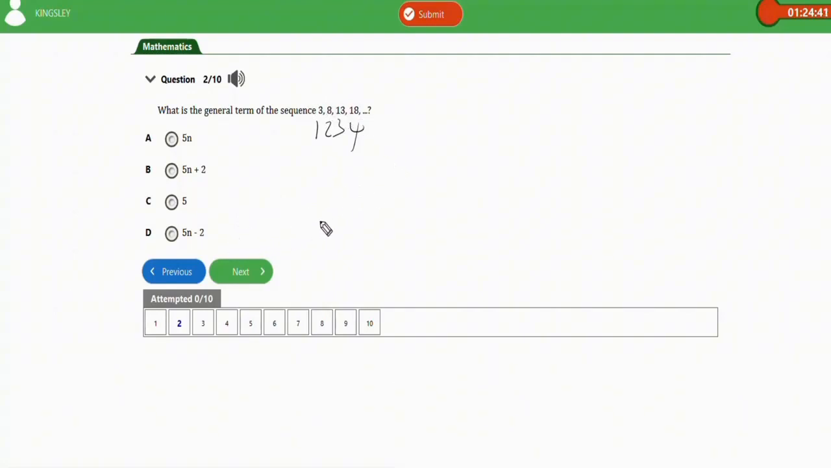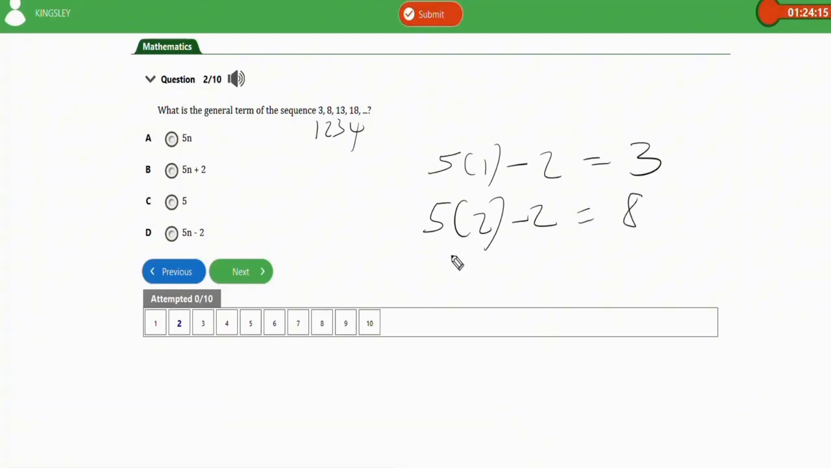So let's begin with option D. When n is 1, let's see whether we get an output of 3. It gives 5 times 1 minus 2, which gives 3. When n is 2, it's 5 times 2 minus 2. 5 times 2 is 10, and 10 minus 2 is 8. When n is 3, it's 5 times 3 minus 2. 5 times 3 is 15, and 15 minus 2 gives 13.